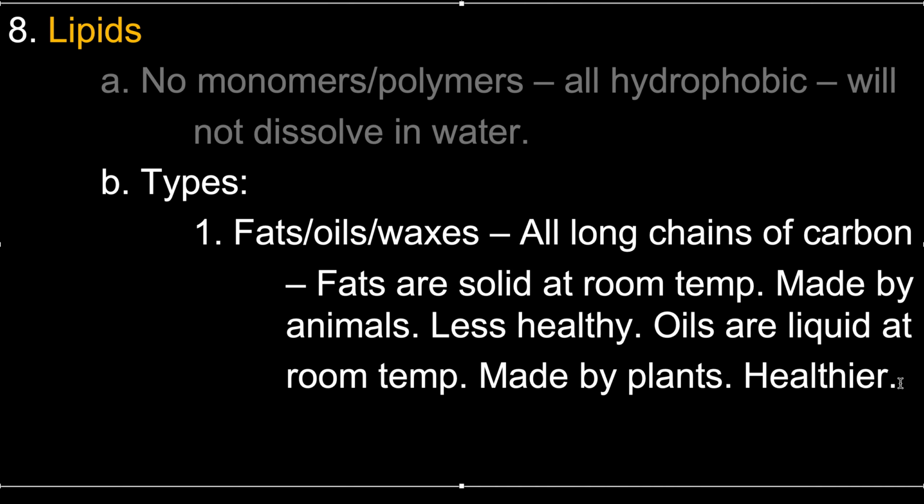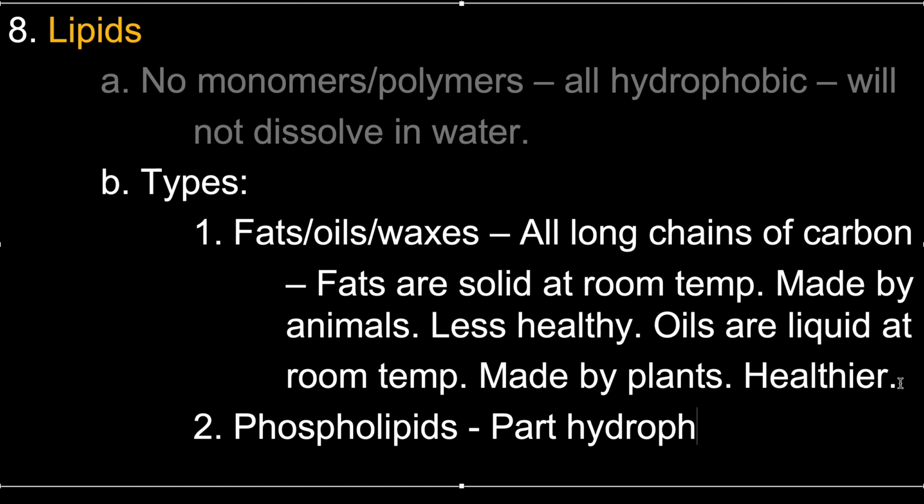Our second type of lipid are what we call phospholipids. These are smaller molecules. They have a little ring of carbons at one end, and then at the other end they have a couple chains of carbons, but they're shorter. And what makes phospholipids interesting is they're part hydrophobic and part hydrophilic. They have these two chains of carbons or carbon tails that are hydrophobic, so they will not dissolve in water.